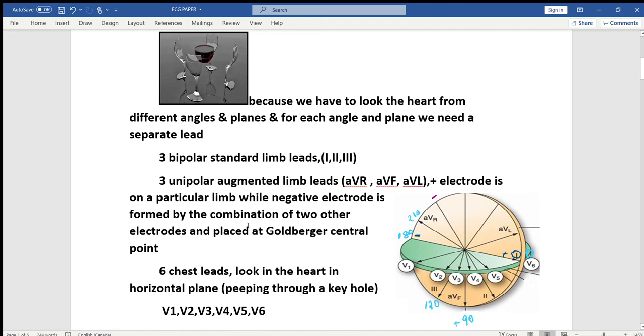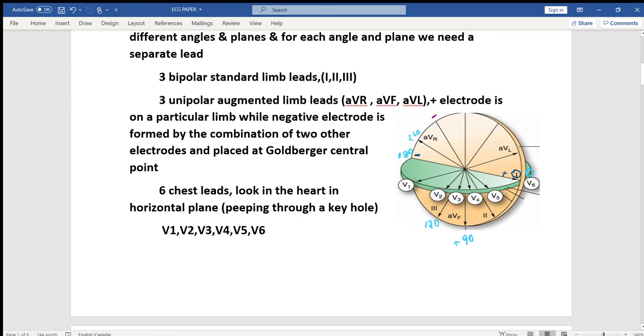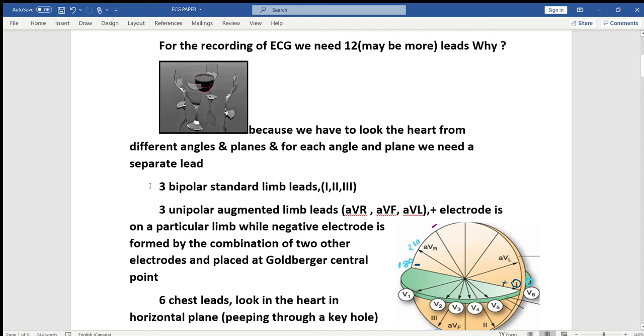Actually, when we combine the other two, we make the potential difference more than the normal, and we can detect it very easily. That's why we use three leads, AVR, AVF, and AVL. These are three unipolar augmented limb leads. Then we have these three bipolar standard limb leads and three unipolar augmented limb leads, and they are going to see the heart from the frontal plane.